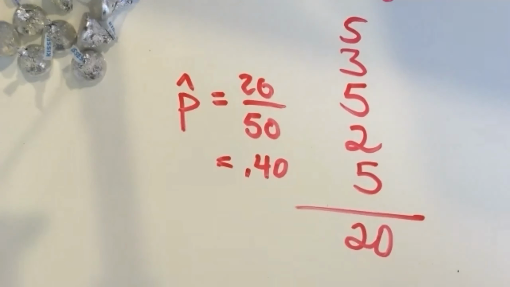And we might actually then use that as a point estimate for all Hershey's Kisses to say, well, I don't know, if I dropped Hershey's Kisses all over the place, I would expect about 40% of them to land on their base. But now the rest of the activity is to see if we can build a confidence interval for that.